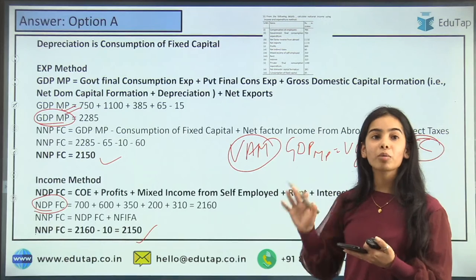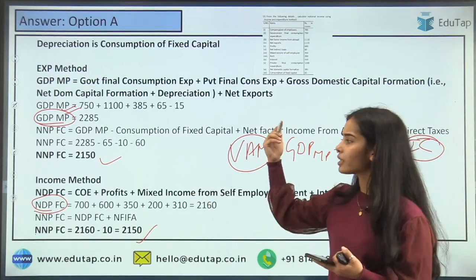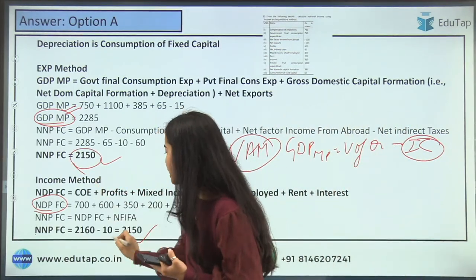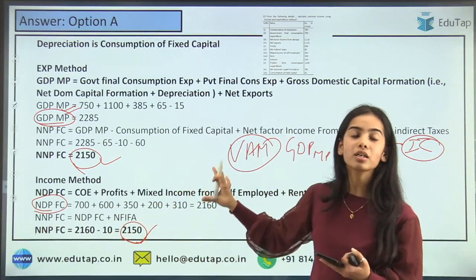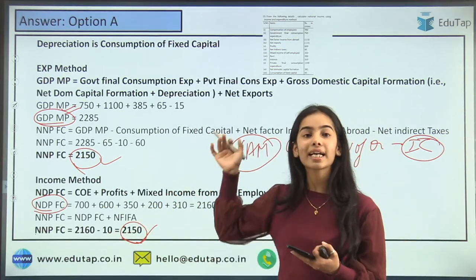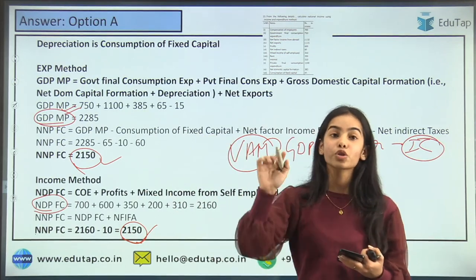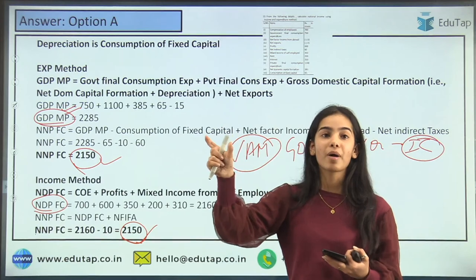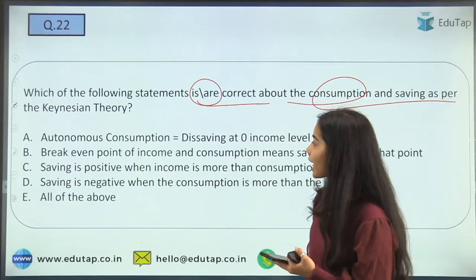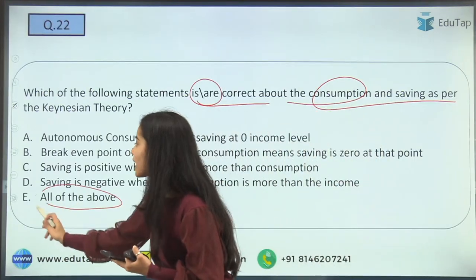If you are having any problem in the calculation, you can check it again and you will get that both the answers will be equal only. That should be the right criteria: for national income, the expenditure method, income method and the value added method should give the right equal amount. Okay, I am getting the right answer from all of you. That is all of the above.